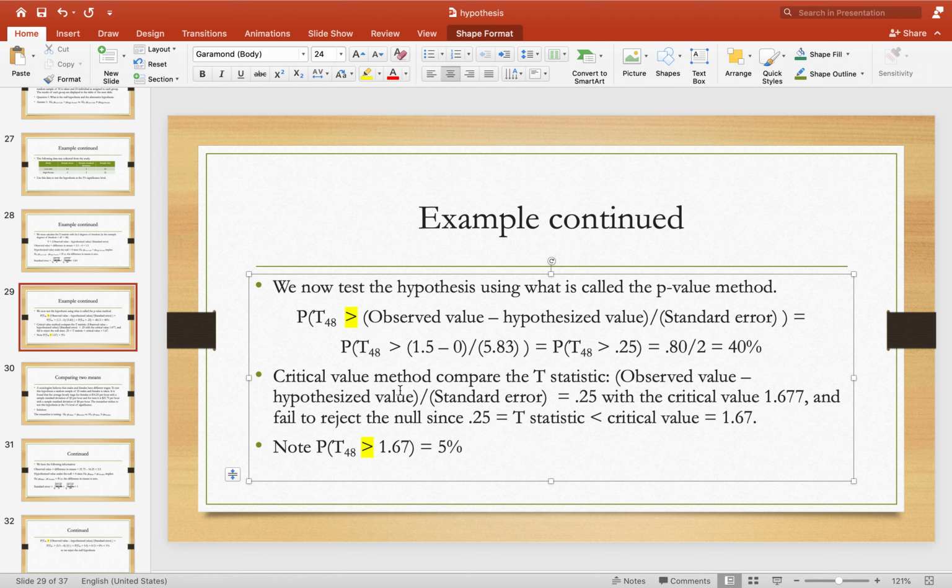Okay. Now we could also do a critical value method and compare the t-statistic of 0.25 with a critical value of 1.677 and fail to reject it again, reaching the same conclusion. Now how we got that 1.677 is also from your t-distribution calculator, one of them coming from the regular t-distribution calculator and one of them coming from the inverse t-distribution calculator.